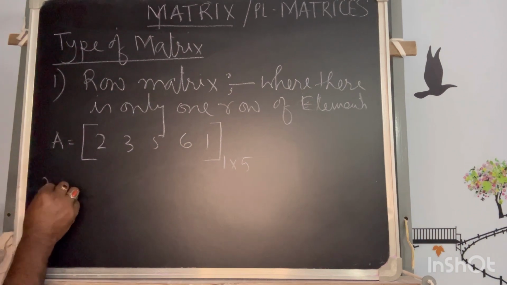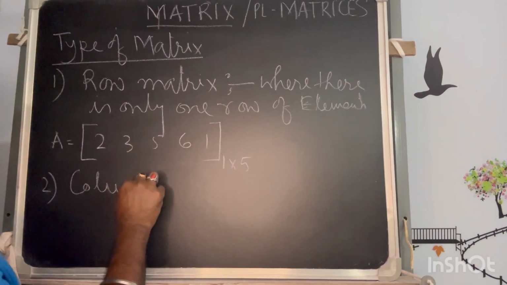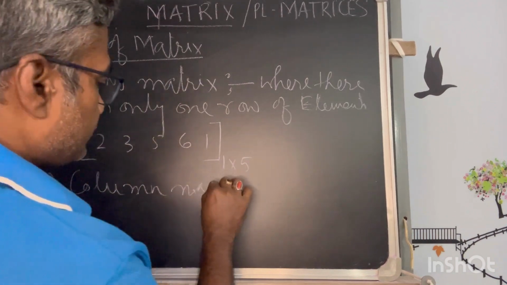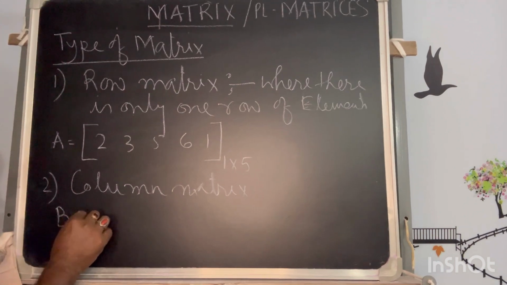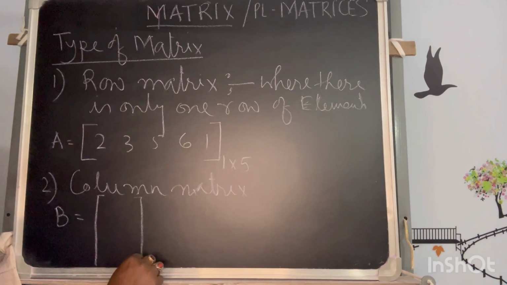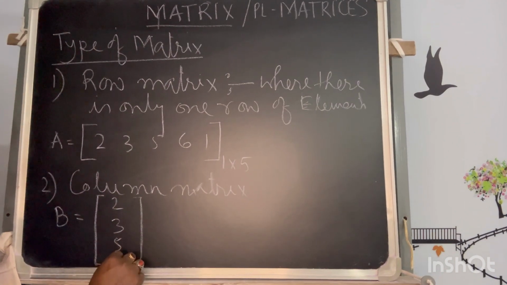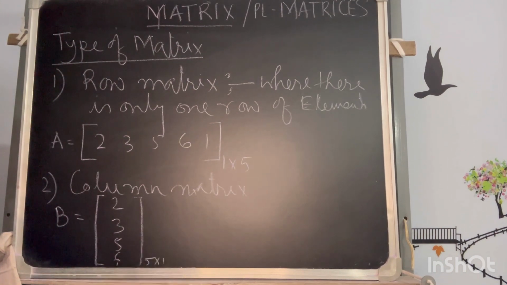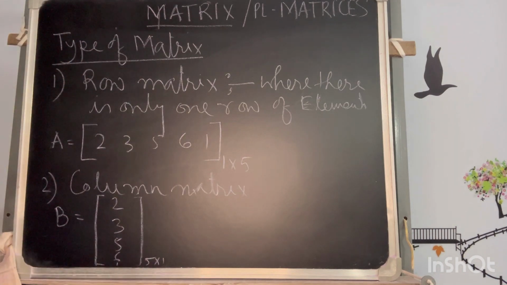The second one is just the companion of that. That is column matrix. So as you can automatically understand, if B is a matrix, this will hold only one column. So let's say 2, 3, 5, 6, 1. So this is the order of 5 rows, 1 column. So when there is only one column, that is called the column matrix.